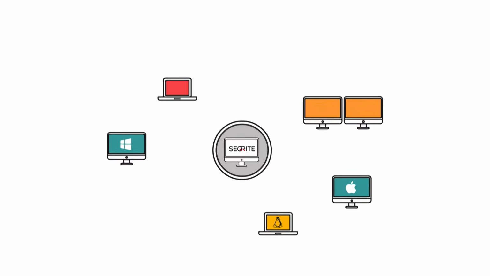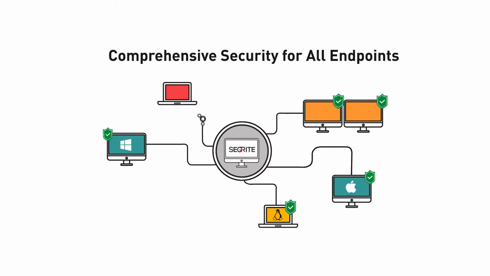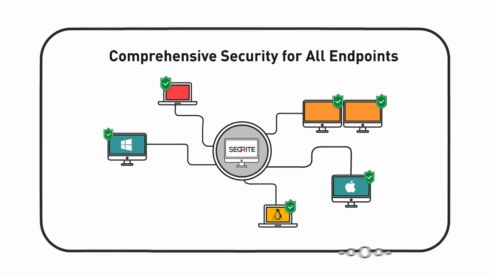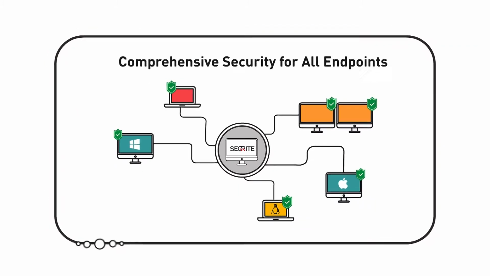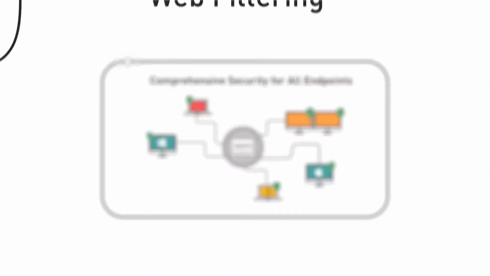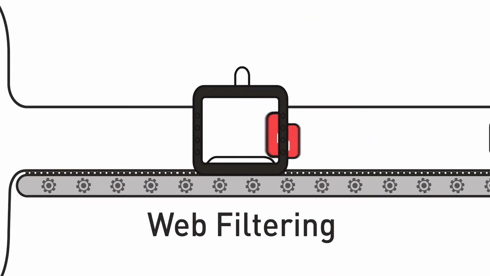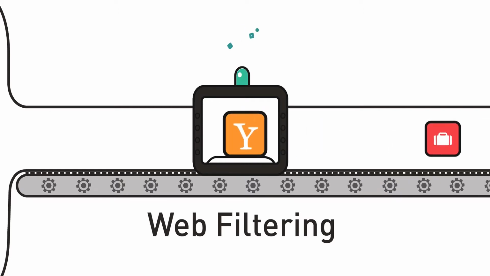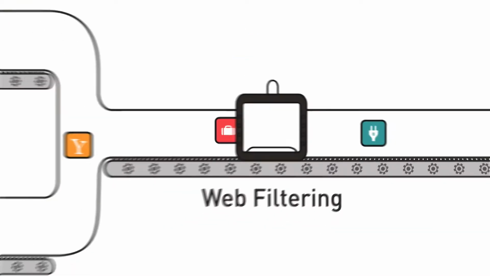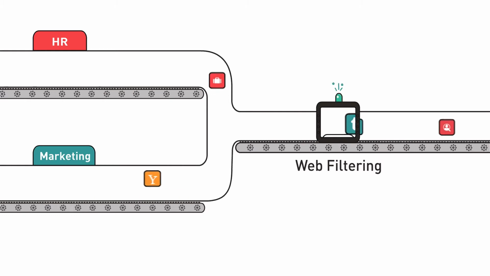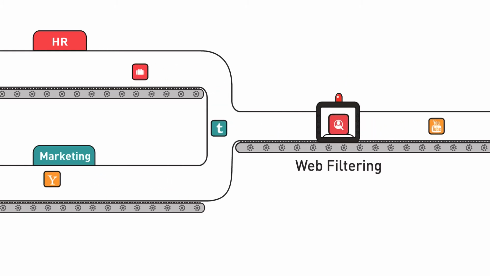With Seqrite Endpoint Security, IT managers get comprehensive security for all endpoints, both offline and online, all through a single console. Web filtering allows the IT managers to control access, monitor usage, and filter websites according to the user group, like job portals for the HR department and social media for the marketing team.